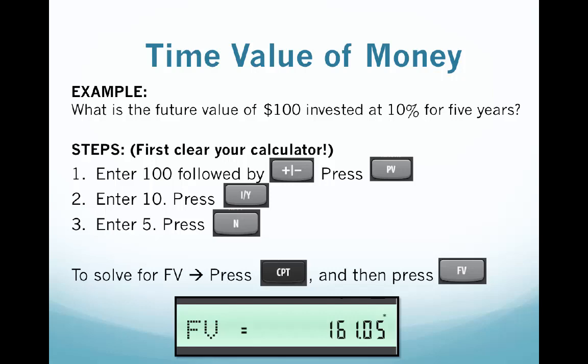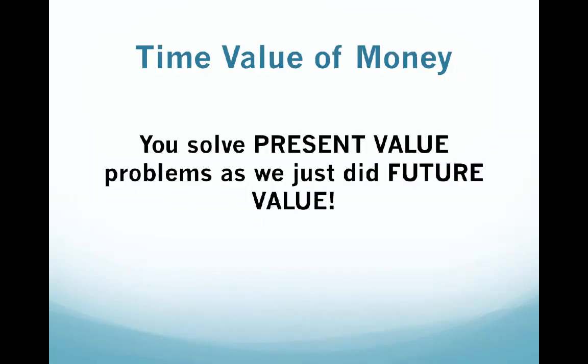All the given values have now been entered, so we can solve for future value by pressing the CPT button, which in this case is future value FV. You should get 161.05. Note, if you got negative 161.05, you forgot to put a negative sign in front of the present value. All present value and future value problems follow the same steps.